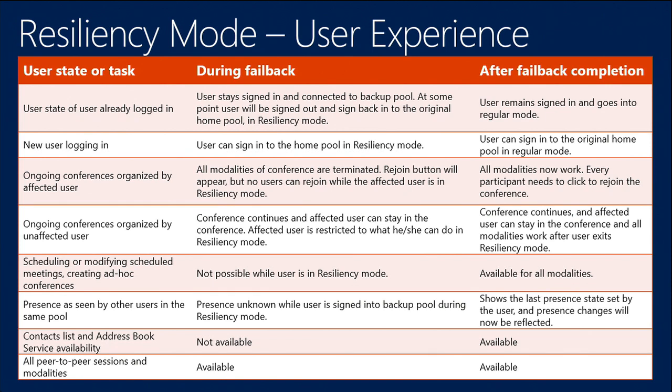If the conference was being hosted by a user on pool 2, and pool 1 was the one that failed, users go into resilience mode, right? But the users can then retain their connection to the conference because the conference is still ongoing. We did not lose the conference MCUs that are associated over there in pool 2. And so on, right, as you look down. Things like contact lists and address book are not available, but things like peer-to-peer sessions and modalities are available, as obviously a pool doesn't have any impact on that side.